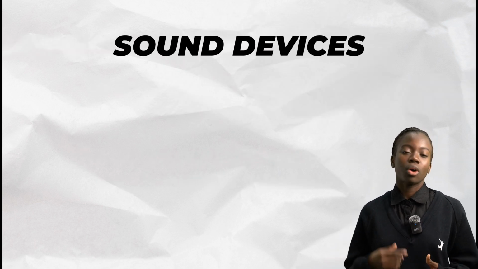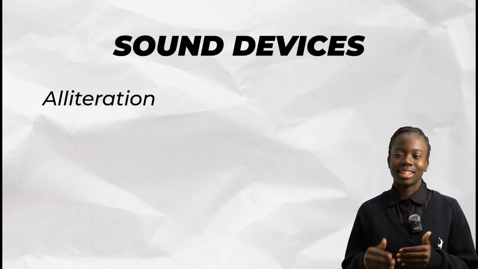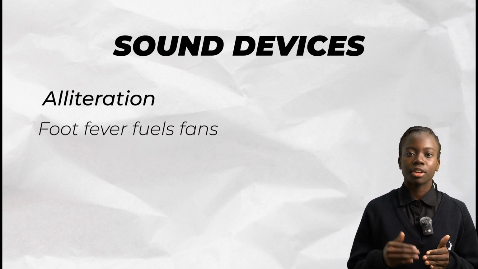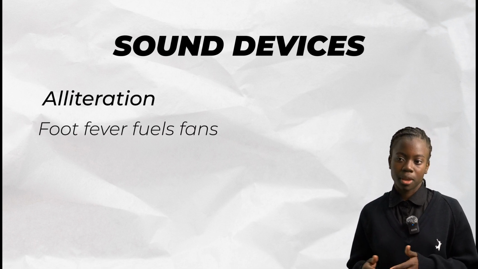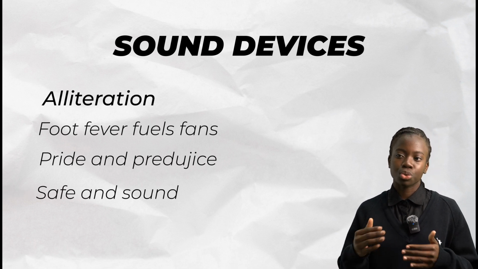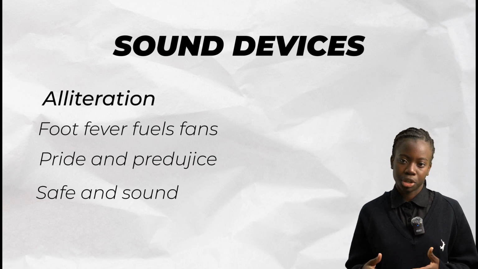Sound devices. One would be alliteration, repetition of an initial letter at the beginning of words. For example, foot, fever, fuels, fans. Pride and prejudice, safe and sound. Those all contain repetition of an initial letter at the beginning of the word.